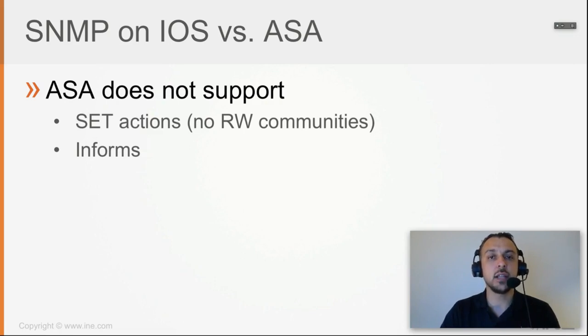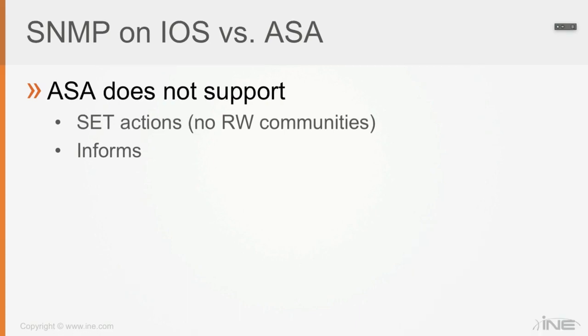So Cisco decided to say we don't support set actions, no read-write communities. So if the ASA is the SNMP agent, you can only read the MIBs but not change the MIB values, so not change the configuration. And also, ASA does not support informs, only traps.